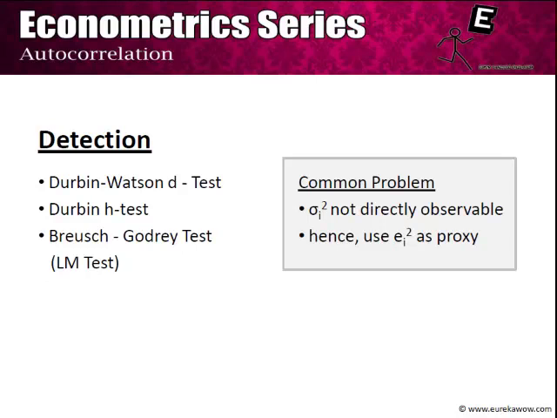The three tests that we will be talking about in this module, in increasing order of generality, are the Durbin-Watson D test, the Durbin-H test, and the Breusch-Godfrey test or the LM test. Now the Durbin-Watson D test makes four very restrictive assumptions. The Durbin-H test relaxes one of these assumptions, whereas the LM test or the Breusch-Godfrey test is very general and does not make many assumptions.